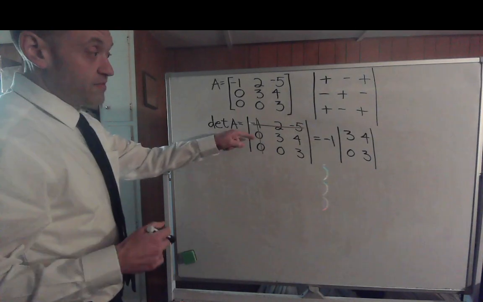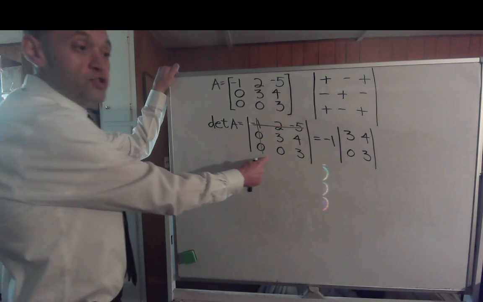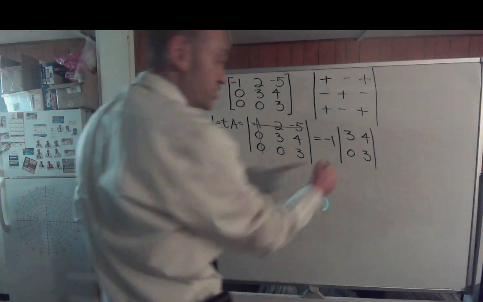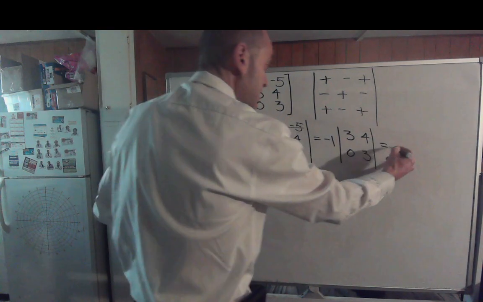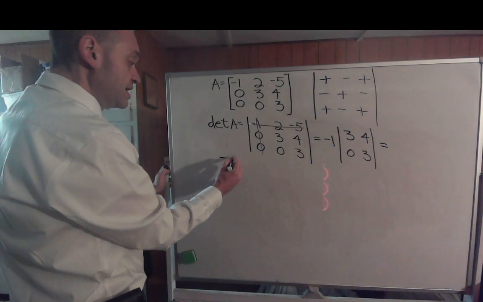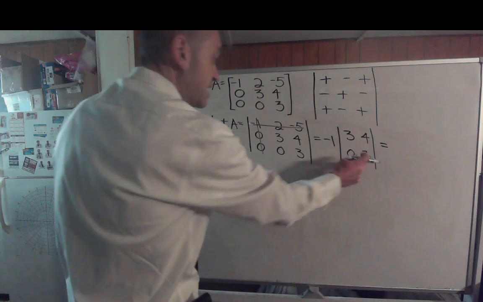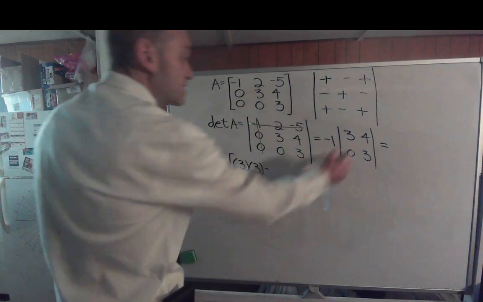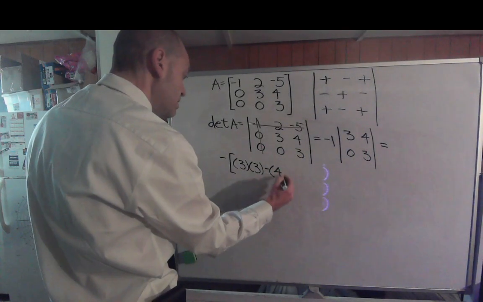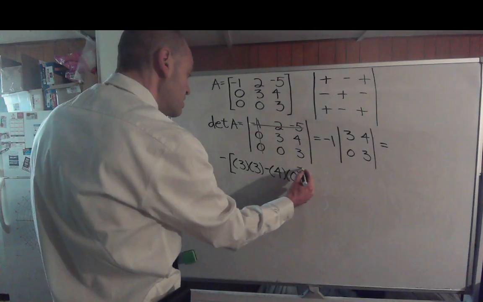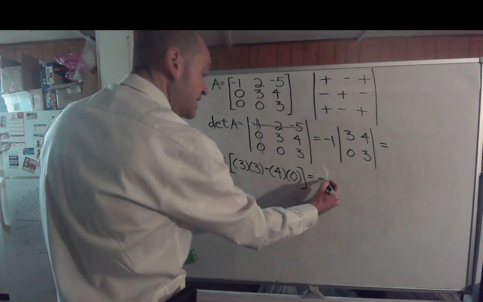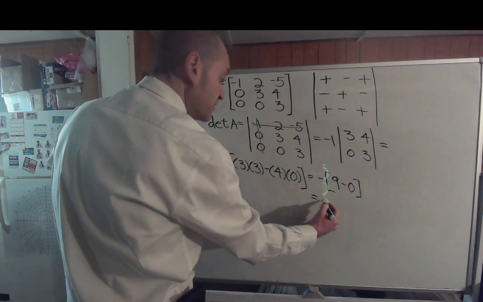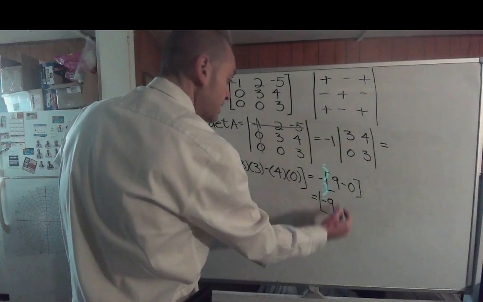And then notice if I'm sticking with column 1, the other two entries are 0, making any other determinants irrelevant. So we're just going to have to do 1 2 by 2 determinant. So this would be the negative of 3 times 3 minus that 4 times 0, which would equal the negative of 9 minus 0, or simply giving you a determinant of negative 9.